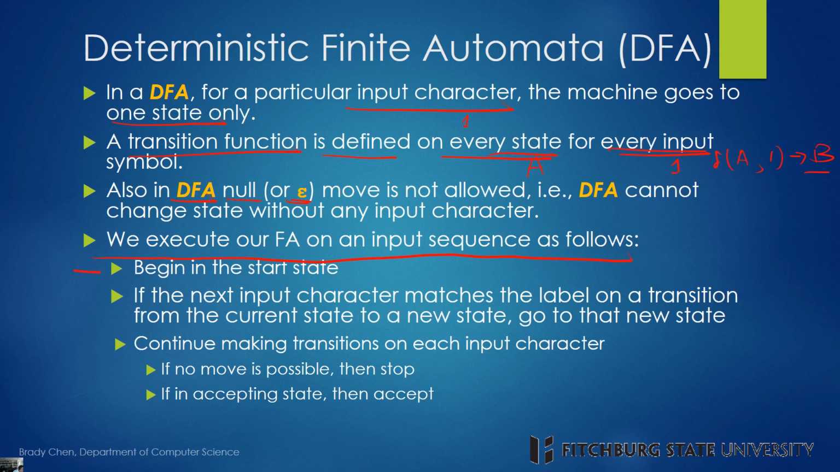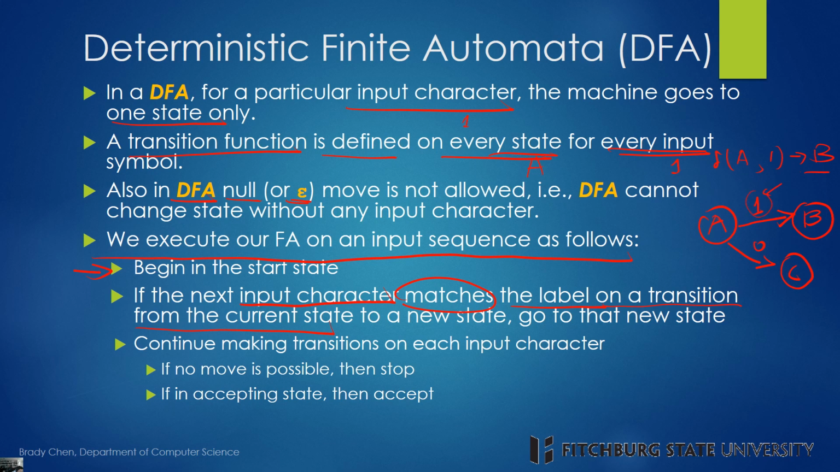So let's start with the start state, right? If the next input character matches the label on the transition from the current state. So let's say the current state is A. The label on the transition is 1 goes to B, 0 goes to C. So that's a label.